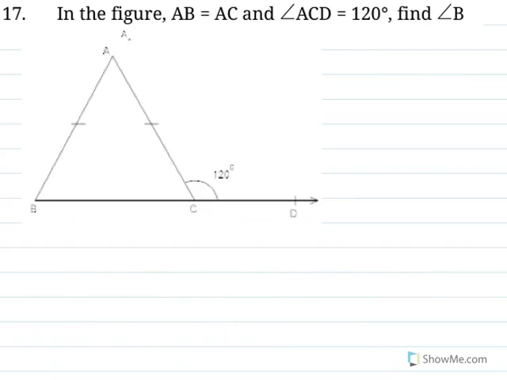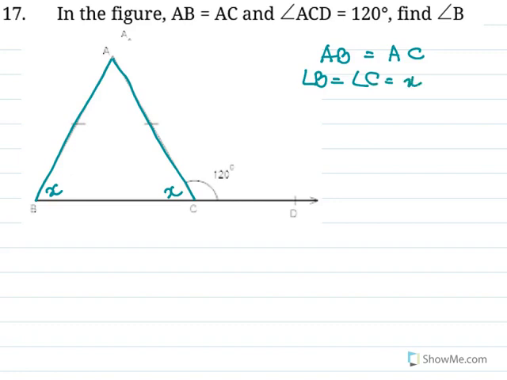In the figure, AB equal to AC. Now if AB is equal to AC, we'll have X and X here. So AB equal to AC. Therefore angle B equal to angle C equal to X. We need to find angle B. So we'll use linear pair. Here is our linear pair. So 120 plus X equal to 180, linear pair.